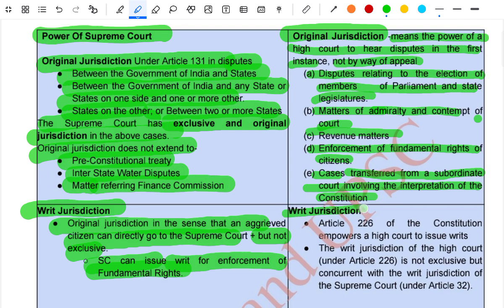The writs jurisdiction. Article 226 of the Constitution empowers a High Court to issue writs. The writs jurisdiction of the High Court under Article 226 is not exclusive but concurrent with the writs jurisdiction of the Supreme Court under Article 32.